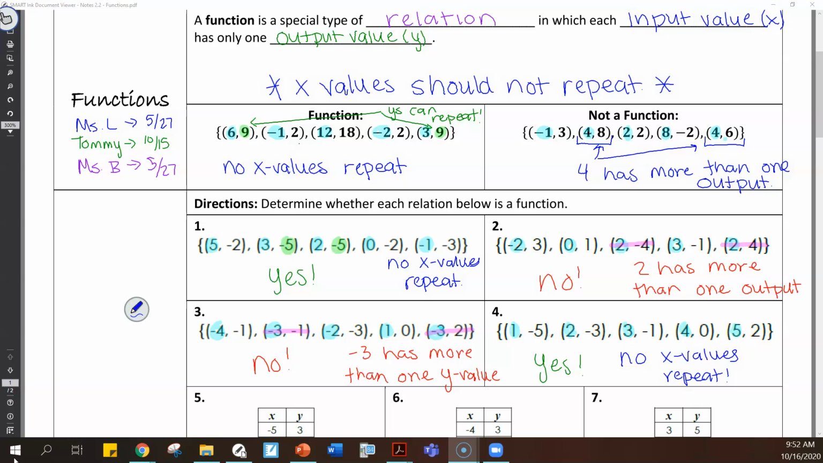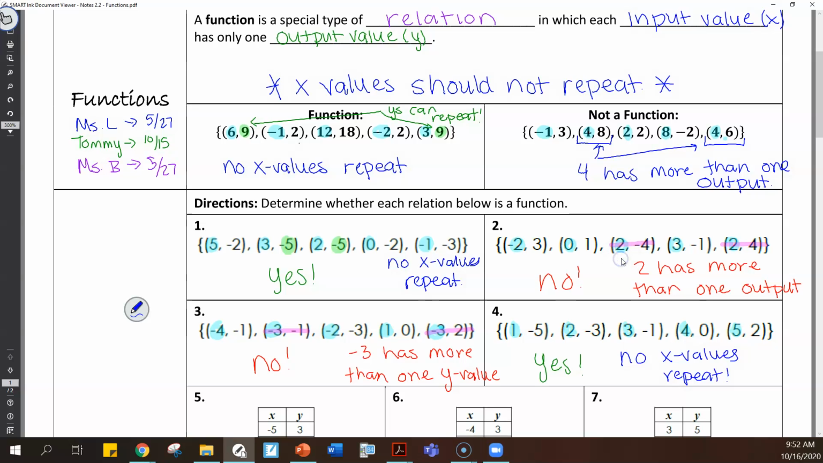All right, so for number 2, you should have gotten no, it is not a function, because 2 had an output of negative 4, and then it had an output of positive 4. Those are 2 separate outputs, so this is not a function. Number 4, I don't have any x values that repeat, so this one is a function.